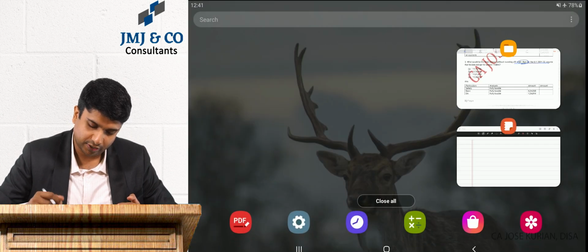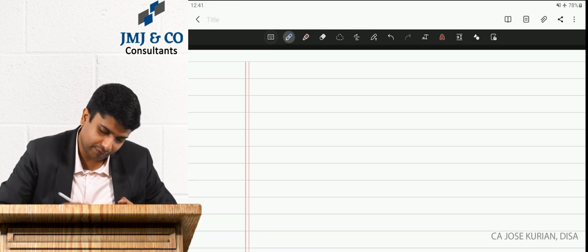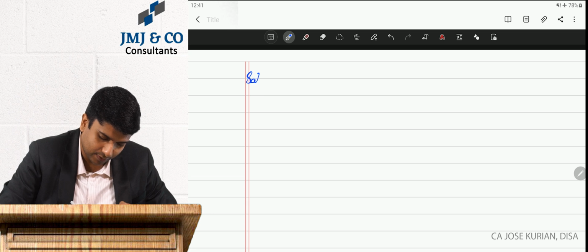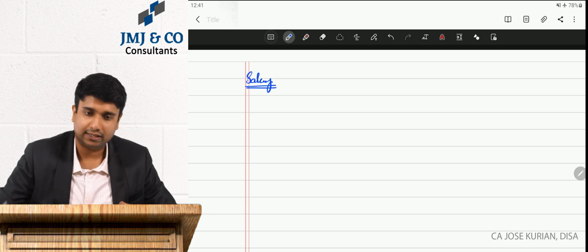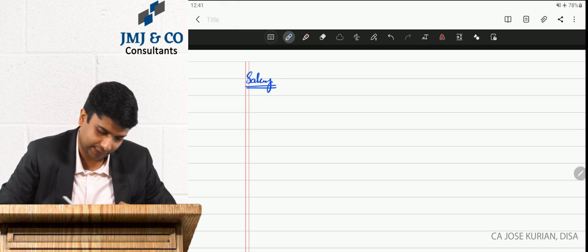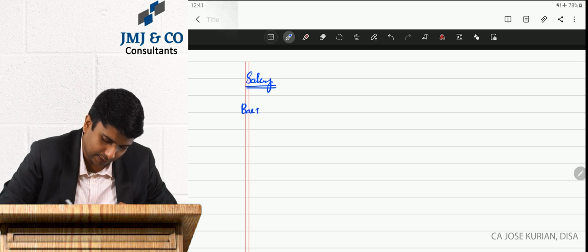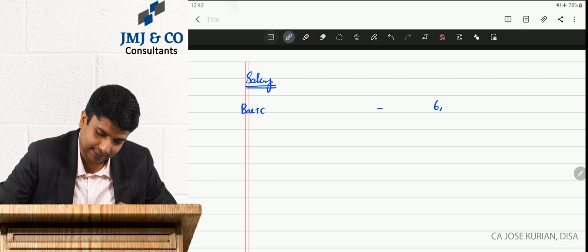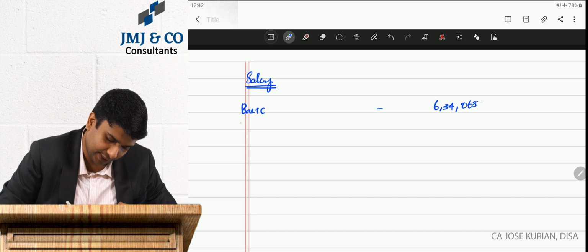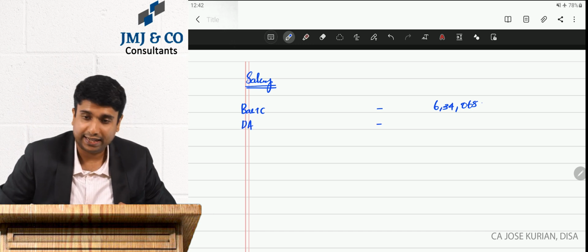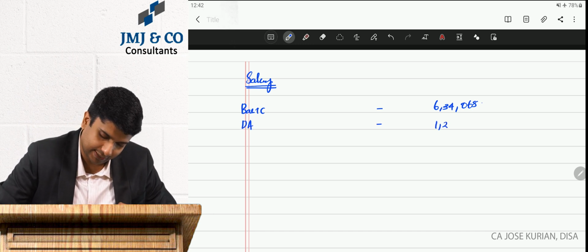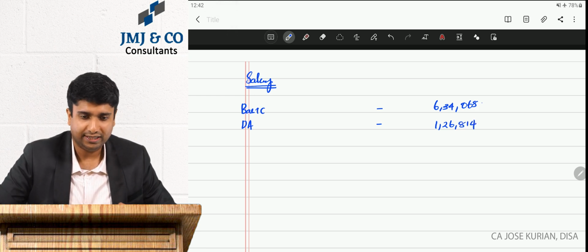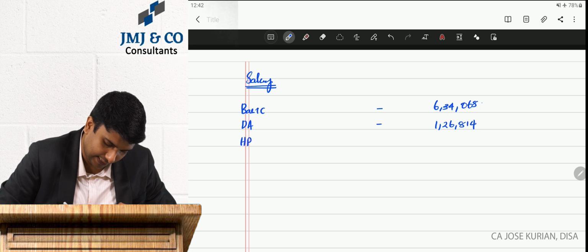All right, so computation of total income is our agenda. First we will compute the income under the head salary. Under income under the head salary, we need to compute the basic. The basic pay which he is getting, we already know: 6,34,068 rupees is the basic which he got. And what is the DA he got? 1,26,814 is the DA.